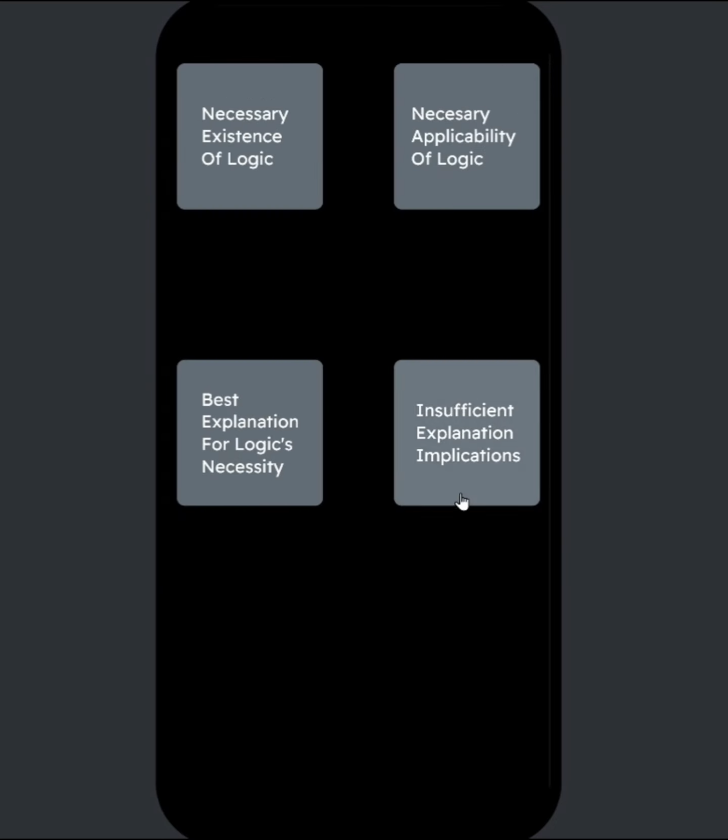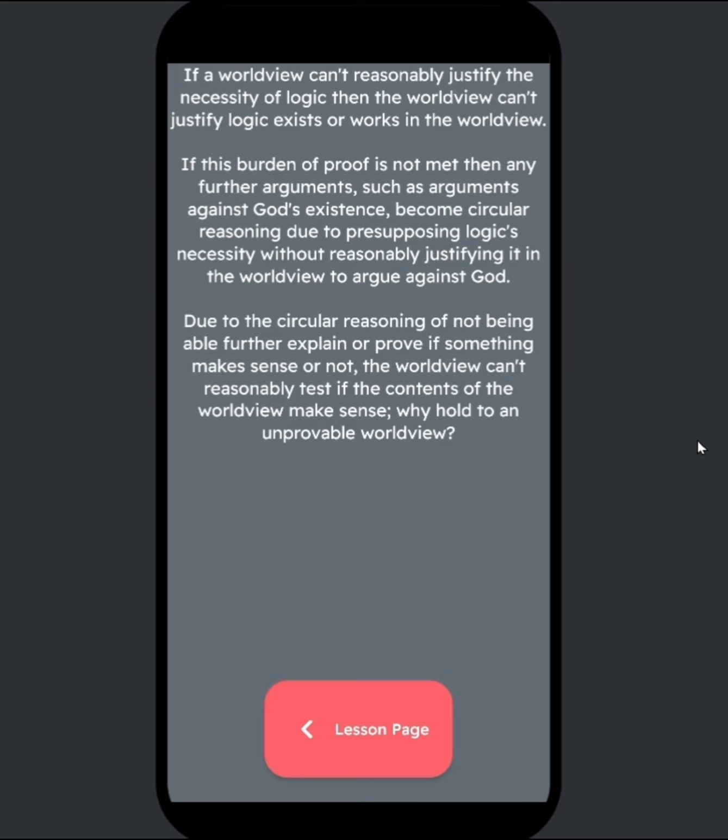Let us understand the insufficient explanation implications specialized lesson. Here you can learn that if a worldview can't reasonably justify the necessity of logic, then the worldview can't justify logic exists or works in the worldview. Additionally, it is explained that if this burden of proof is not met, then any further arguments become circular reasoning. Furthermore, it is explained that circular reasoning prevents the ability of the worldview to prove its contents, make sense, and then questions why then hold an unprovable worldview.